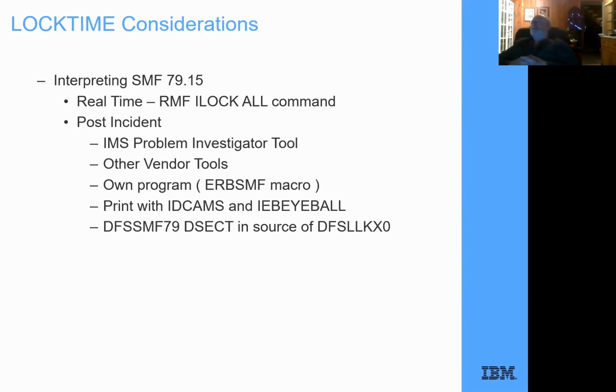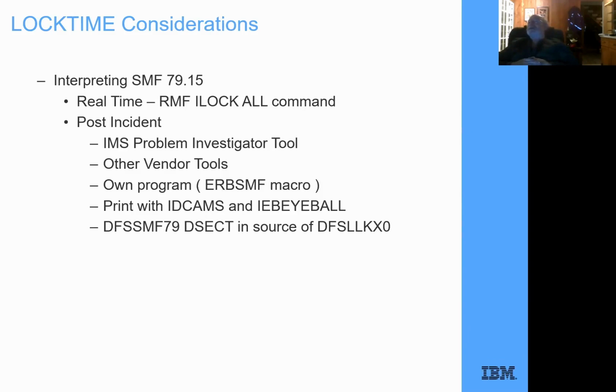So how do you interpret these SMF 79 15 records? If you have RMF, the RMF ILOCK ALL command gets the SMF records from the SMF buffers in the running system, and formats them in real time. I think most people have OEM monitors like MainView or Megamon that probably do the same thing and present it better. So I don't really recommend the ILOCK command.